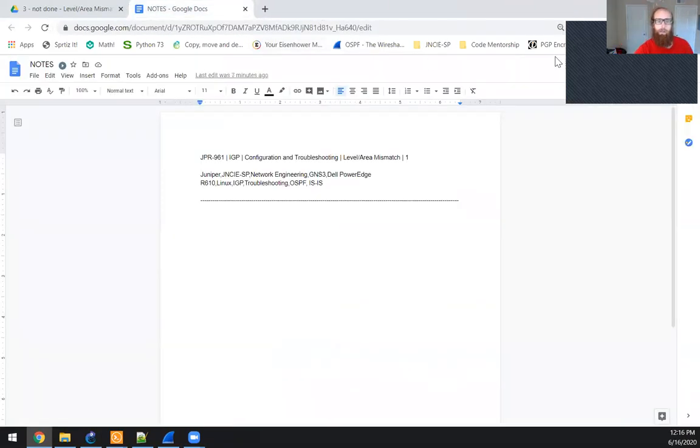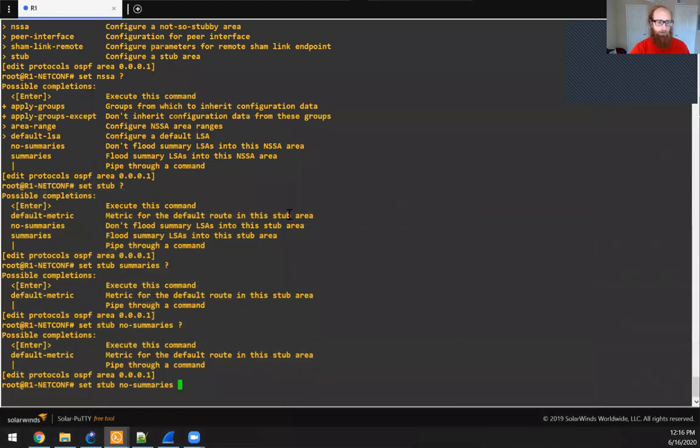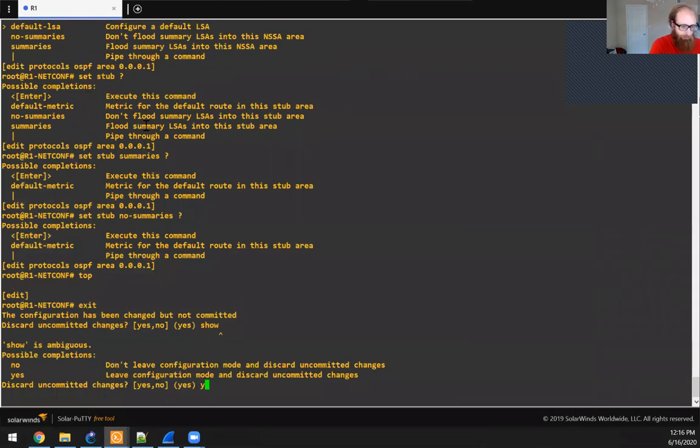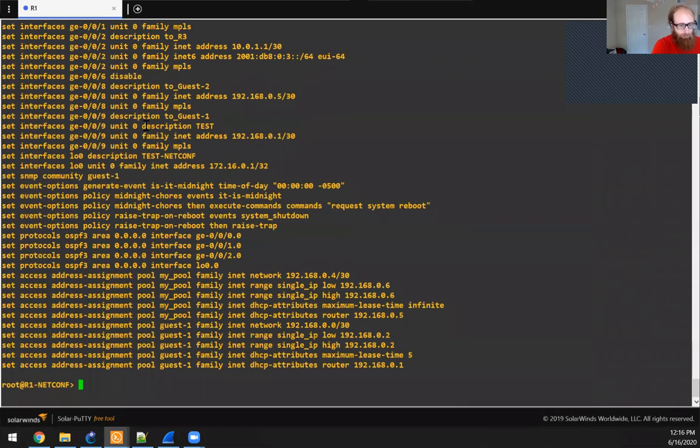All right. So let's see which IGP is configured right now. So show configuration, display set, no more. Okay, so right now we've got OSPF area 3.